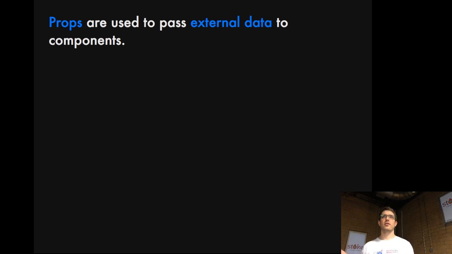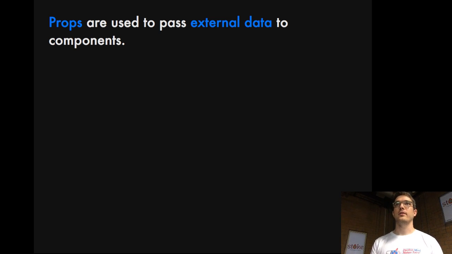Does anyone know what props are in the context of React? Yeah, they're just properties, and it's usually an object. It's a named thing because it's an object, so it has a key and then a value. That's it. It's just the object that gets passed.